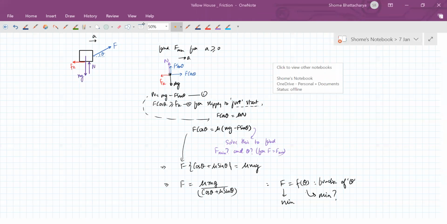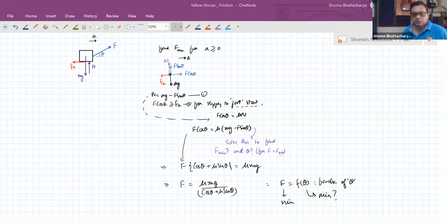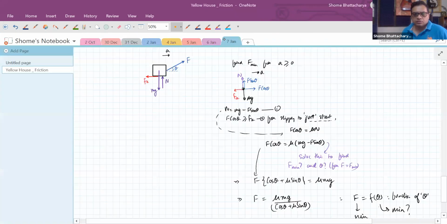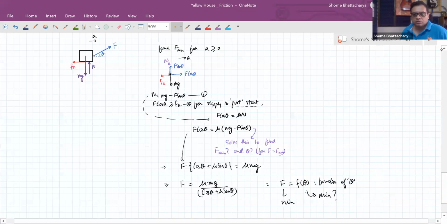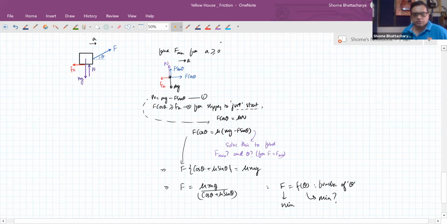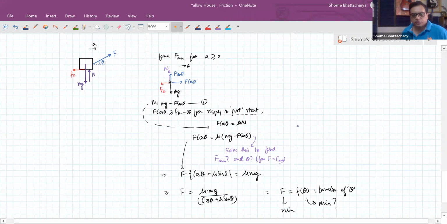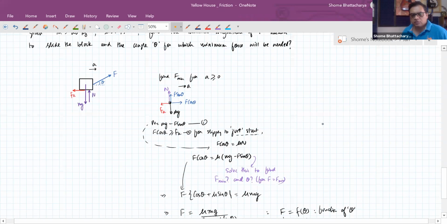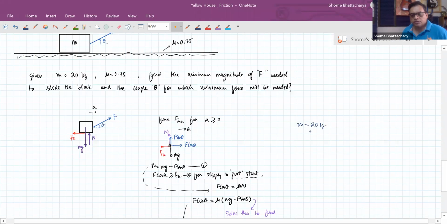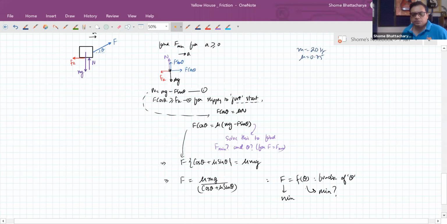Okay, so what is the angle theta for which you are getting this minimum force? Let's just pick up the values again. The mass is 20 kg and the coefficient of friction is 0.75. So what is the angle for which the minimum force will be there? Okay, then we'll check the value. So Tantra, is the value of force that you got for how much value of theta?